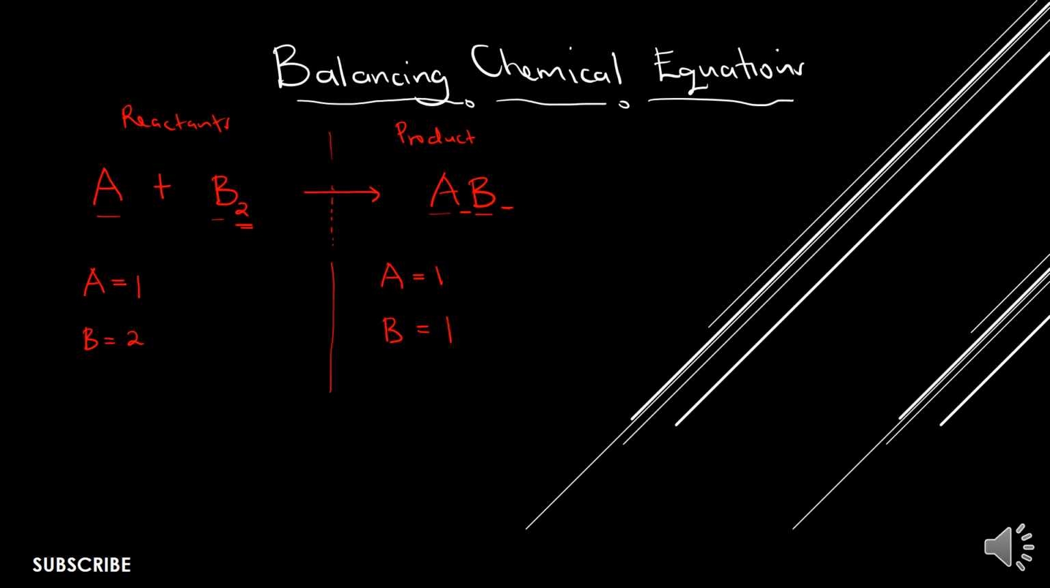So if you look at this, it means that in our reaction we had one atom of A combining with two atoms of B, but on the product side we have one atom of B. This is not possible because we know that matter is neither created nor destroyed. If you had two atoms of B, we need to see two atoms of B on the right hand side of the arrow. So this equation is not balanced, and as such we have to work towards balancing it.